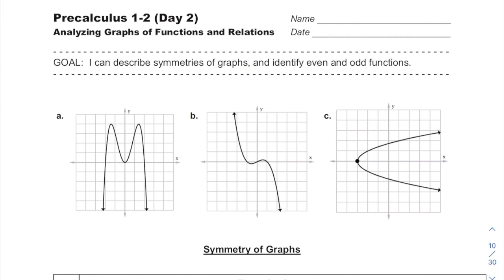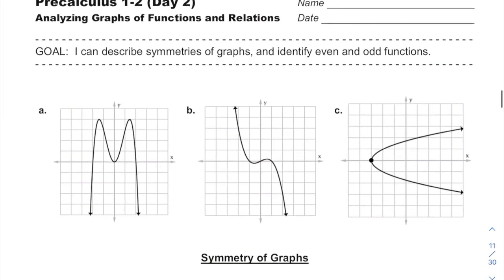So these first three graphs all have some type of symmetry. I want you to take a second and look at them and see what types of symmetry you see in these graphs. If you want to pause the video for a second, if you need time to think about it, pause, and then I will talk about what symmetries are going on here.